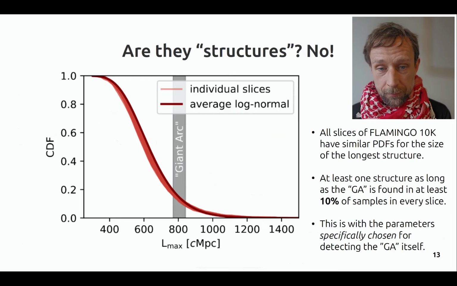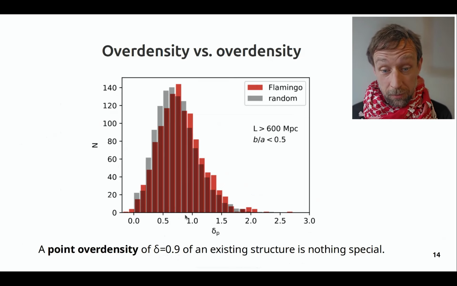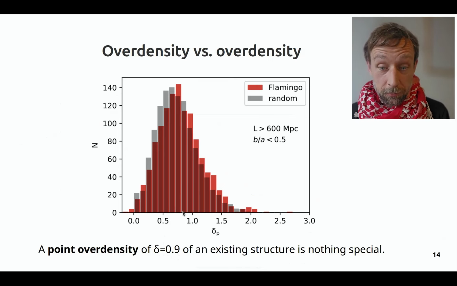We can also look at the overdensity. So in red is the histogram of overdensities of comparable structures measured in the simulation, and in gray is the same, but for comparable structures found in these random shot noise samples. And we see there's basically very little difference between the patterns we see in the simulation and the patterns we find in fully random distributions. But also the overdensities we measure, you note that for the giant arc the overdensity was 0.9. 0.9 is not a 4.5 sigma outlier, it's in fact right in the middle of the distribution that you'd get for just random patterns basically as we find them in the simulation.